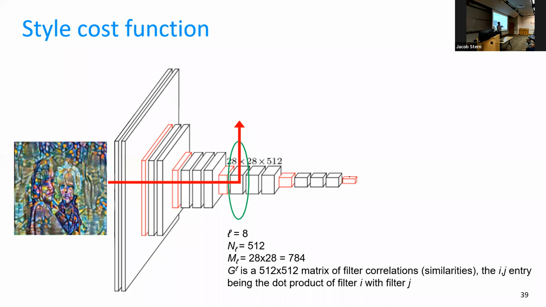Now think for a second, why might it be useful to compute the correlation of different features for your style representation? Hey, what do you think?